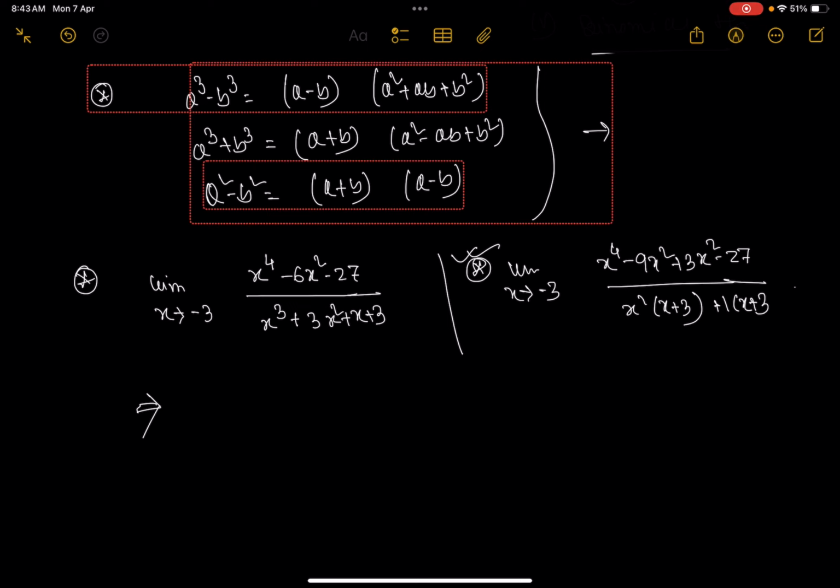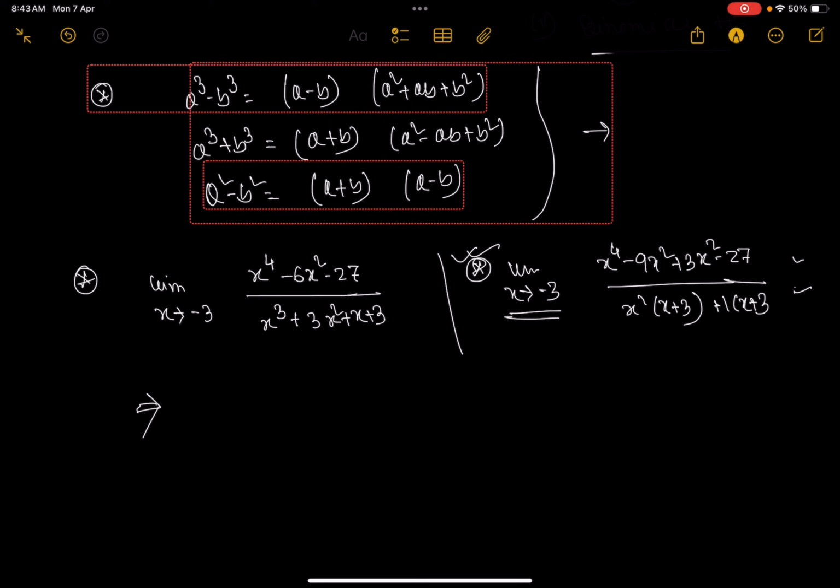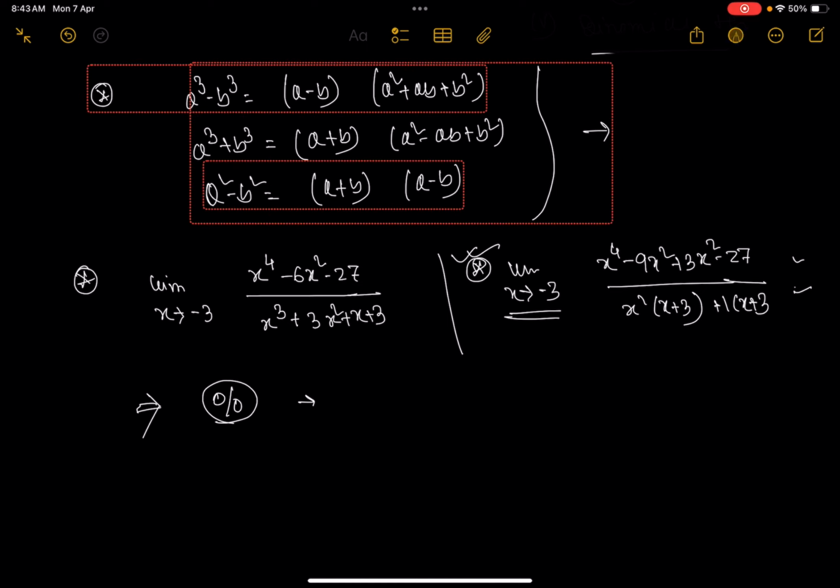Second problem, limit x tends to minus 3. When a limit problem is given, at first we put in the direct value of minus 3. If this takes an indeterminate form, then we use these 5 types. So if you put in minus 3, this is a 0 by 0 form, so indeterminate form. Then we go to the factorization type.